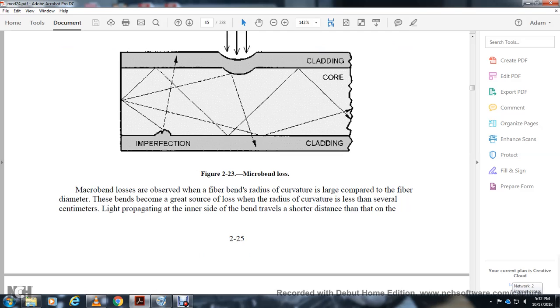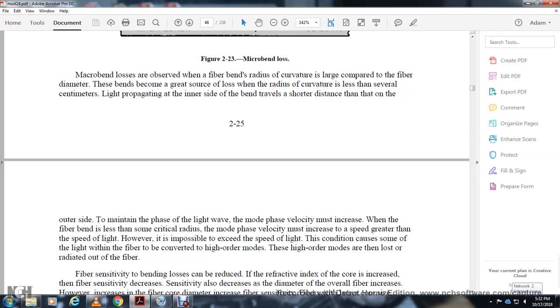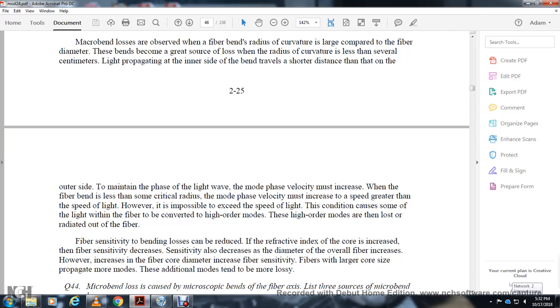Micro bend losses. Macro bend losses are observed when the fiber bend radius of curvature is large compared with the fiber diameter. The bend becomes a great source of loss. Light traveling inside the bend travels a shorter distance than light at the outer side of the bend. To maintain the phase of the light, the mode phase velocity must increase with the fiber bend. Within the critical radius, the mode phase velocity must be greater than the speed of light.